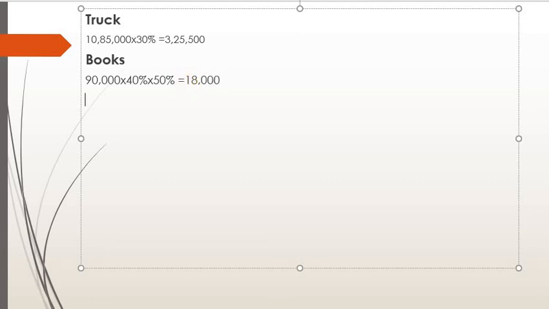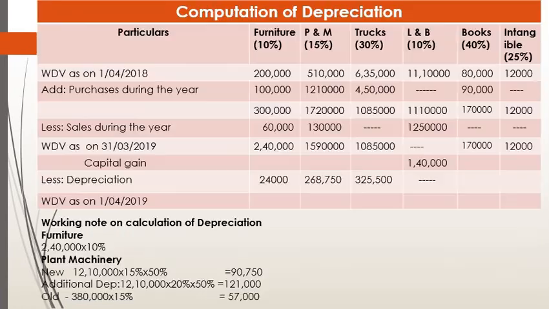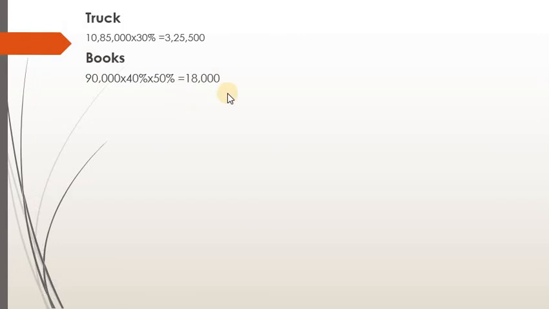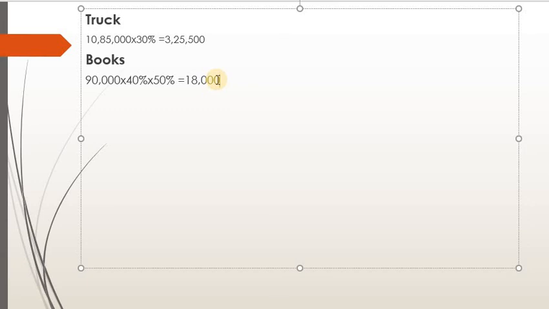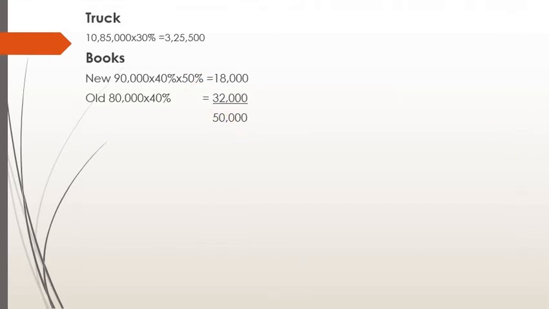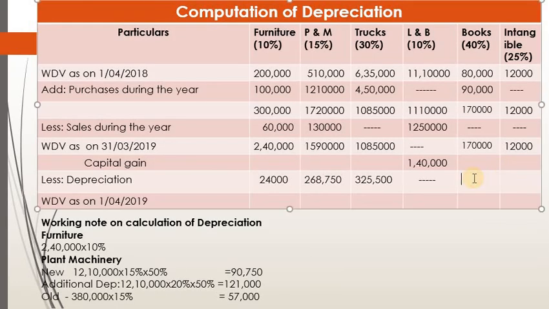Then on the remaining amount. What is the remaining amount? You can see here total written down value of books is 1,70,000. So 1,70,000 minus 90,000, it is 80,000. So let's calculate for 80,000 the full amount of depreciation. So it is 32,000. So new 90,000, old 80,000, total 32 plus 18. So it is 40,000. Sorry, it is 50,000. So let's write this amount in the books column, 50,000.